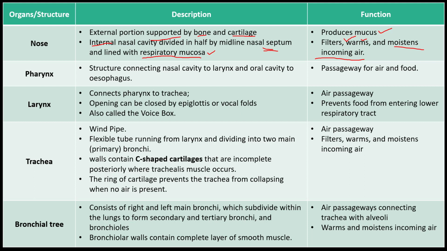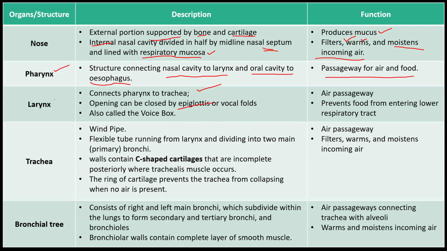The next structure is the pharynx. Now it is a structure that connects the nasal cavity to the larynx and the oral cavity to the esophagus, a common opening, and it is a passageway for the air as well as the food. The next structure is the larynx. It connects the pharynx to the trachea. The opening can be closed by the epiglottis.